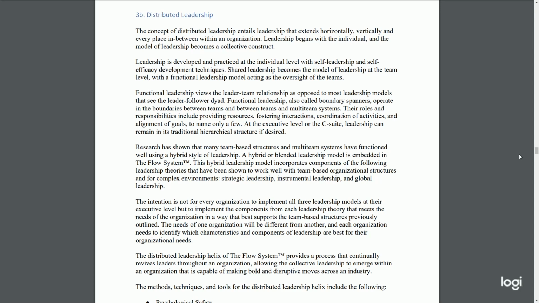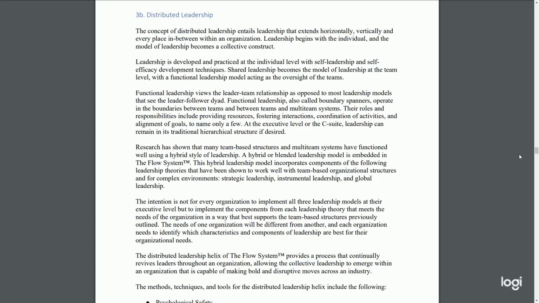Functional leadership views the leader-team relationship, as opposed to most leadership models that see the leader-follower dyad. Functional leadership, also called boundary spanners, operate in the boundaries between teams and multi-team systems. Their roles and responsibilities include providing resources, fostering interactions, coordination of activities, and alignment of goals, to name only a few. At the executive level, or the C-suite, leadership can remain in its traditional hierarchy structure if desired.